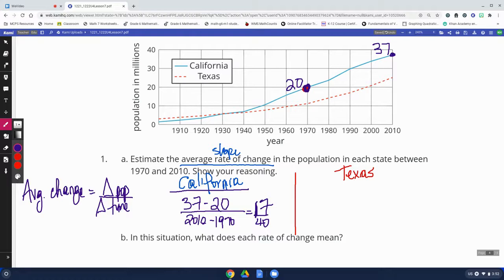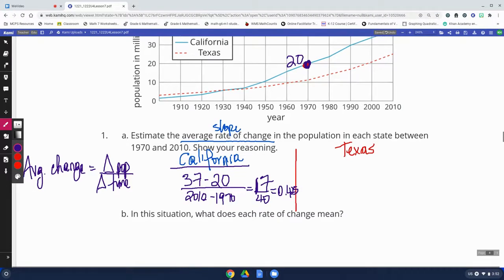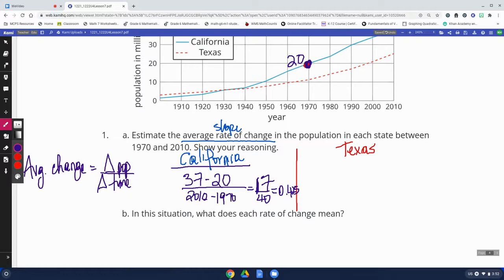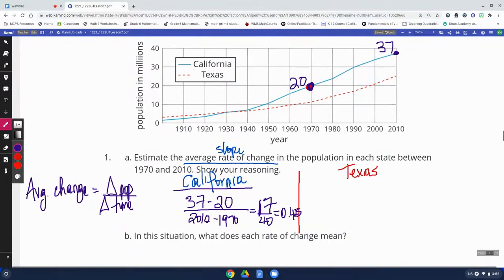So 17 divided by 40 is 0.425, right? So what that really means is California saw an increase of 0.425 million, which is 425,000 people per year. Okay, that's what that really means.